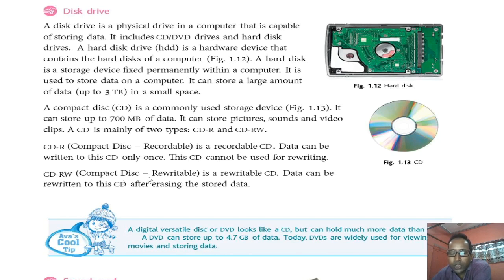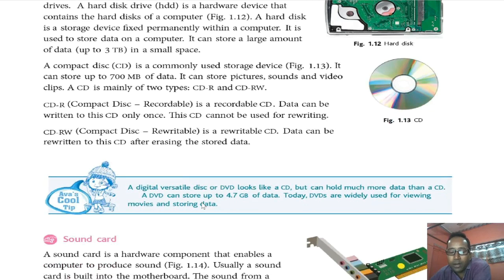Then the last one is CD-RW, compact disk rewritable. Data can be rewritten on this CD after erasing the stored data. This means you can store data on it, you can read data, and you can even erase the data to rewrite on it. DVD is another type of disk, digital versatile disk.